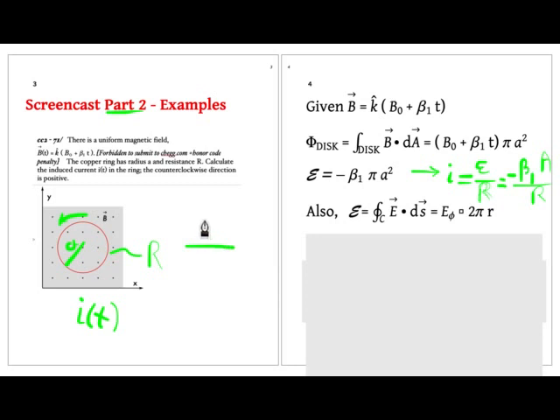So if this is x, this is y, then that's the φ direction. It's the counterclockwise direction. And so this will be E_φ times 2π r. The arc length integrated around the whole ring will just be the circumference, 2π r. Or I guess I should call that 2π a.